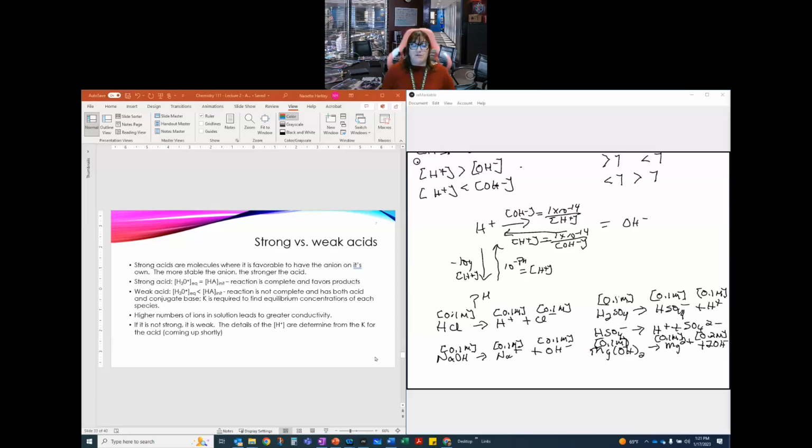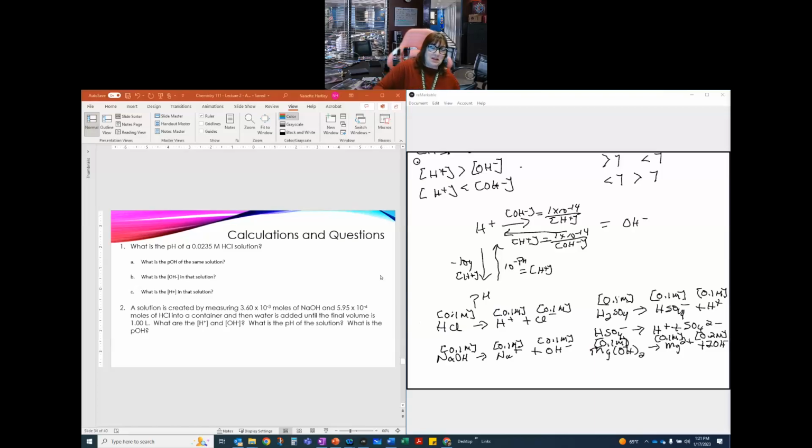Now, another thing I'm going to tell you, if it is not a strong acid, it is weak. So if it is listed in the strong acid table, if it is listed in the strong base table, it's strong. If I ask you about anything else, whether it be in a list of weak bases, weak acids, whatever, if it's not in that list, it's weak. Okay, and you can assume that the behavior is based on that K. All right, so that's an important thing for you to understand.